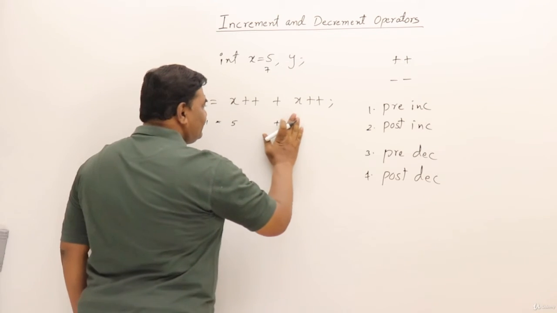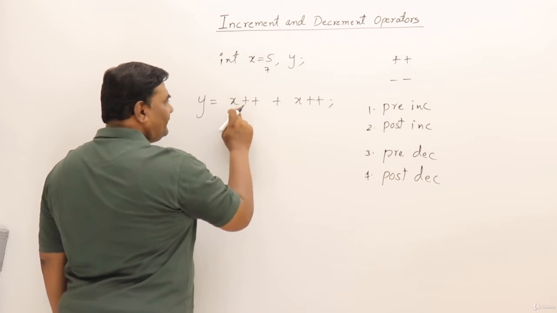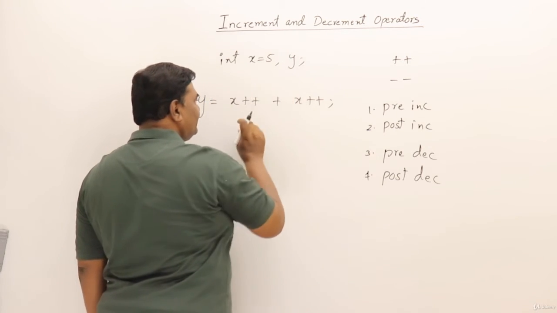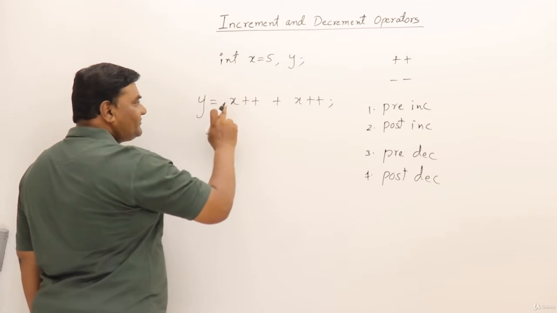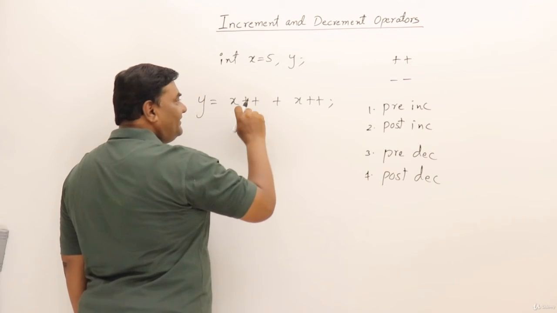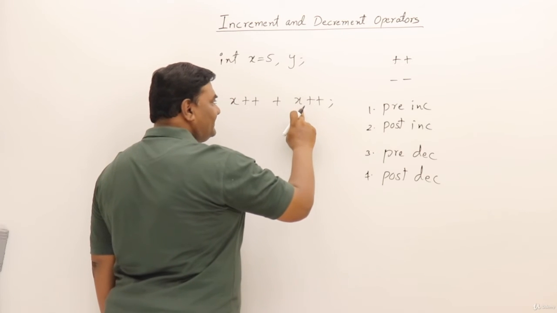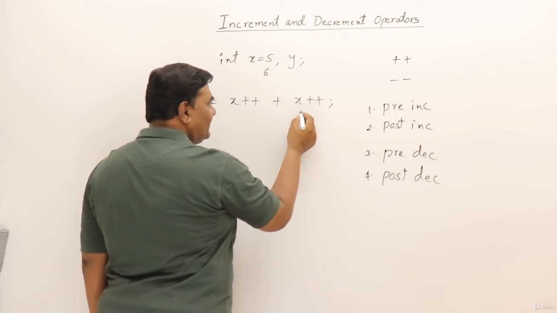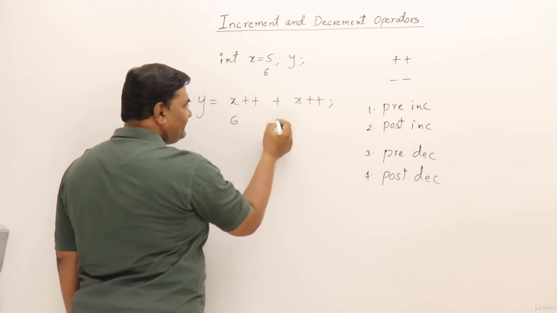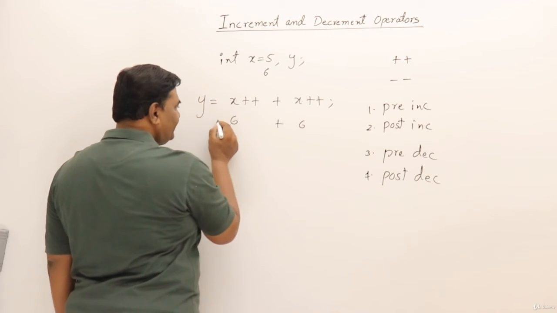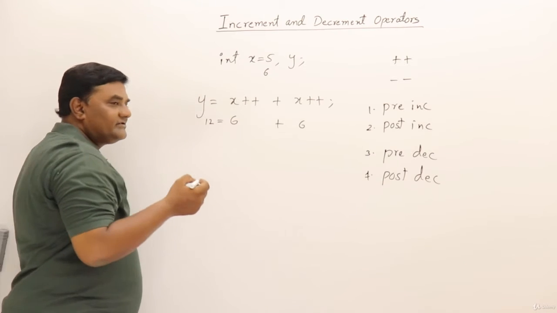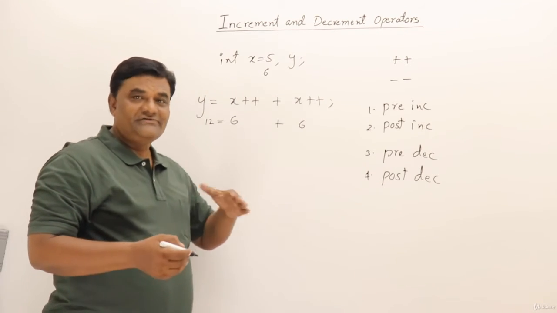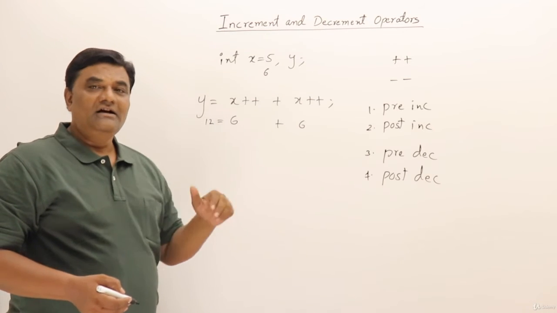Then second result. First of all, x plus plus. We'll do it afterwards. Then one more x plus plus. So this previous one should be done. So now x becomes 6. So now what is the value of x? 6. Plus what is the value of x? 6. So it is 12. So some compilers may add 5 plus 6, or some compilers will perform first increments then add them.